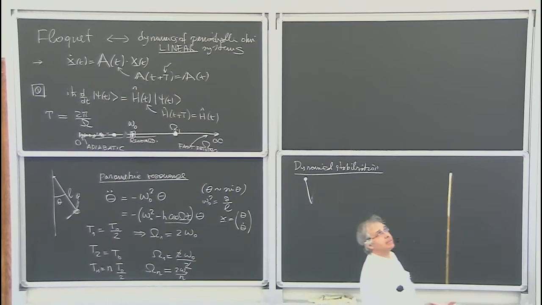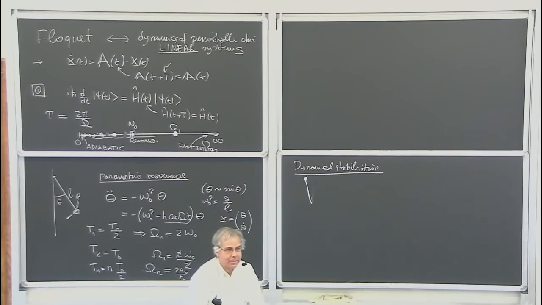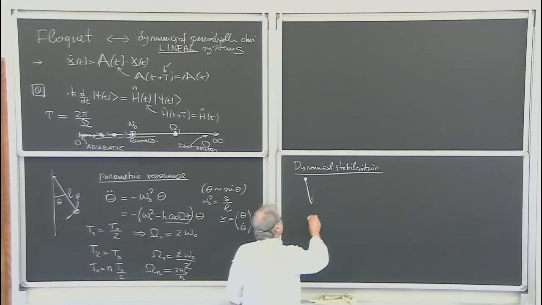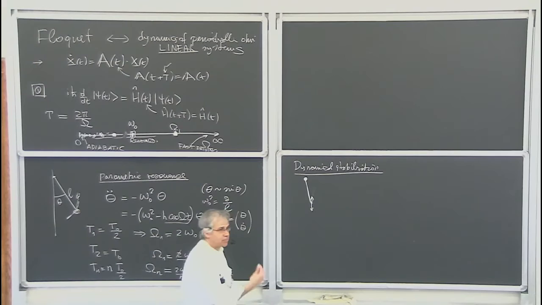Now, I don't want to do that. I'm not an engineer. I would like to do something which doesn't look at the motion, does something and makes it stable. Can I do it? The answer is yes. All you need to do is to oscillate vertically the suspension point, vertically and not horizontally, as I was doing here.